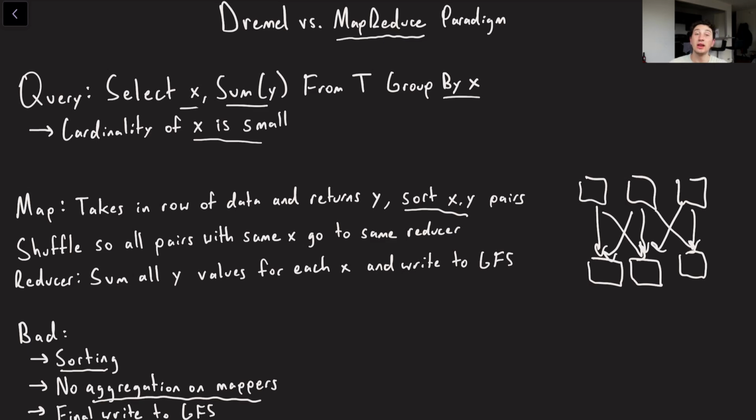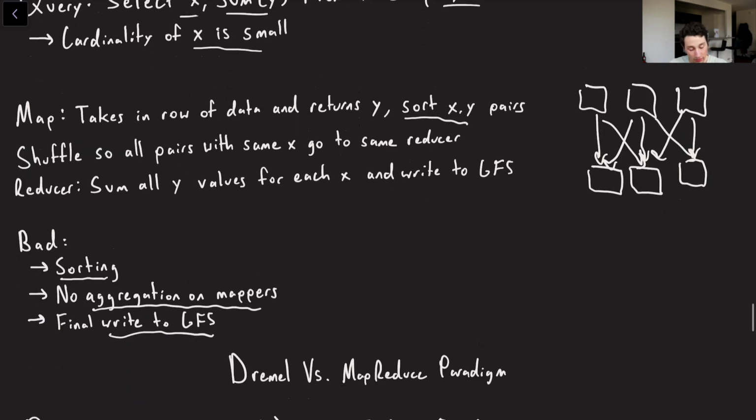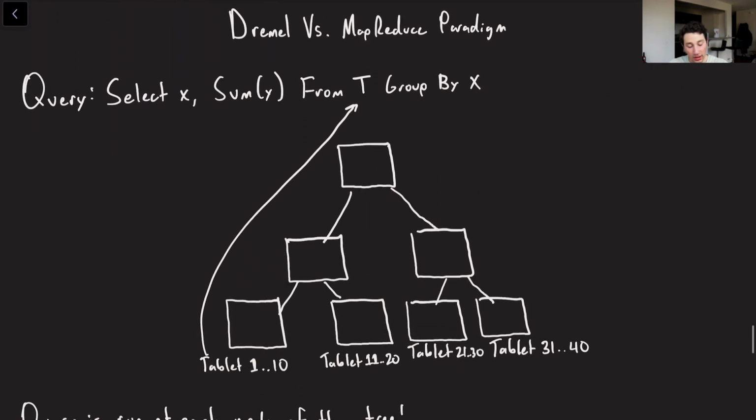Our mapper is extracting a bunch of XY pairs, but if the cardinality of X is low, you can actually do some reducing on the mappers themselves and then pass that off to the reducer, because that's going to limit the amount of data that you have to send to the reducer over the network and that you have to sort and all that good stuff. And then of course, if you're using MapReduce, you do eventually have to write to GFS, which is expensive. Dremel is just returning you a bunch of data.